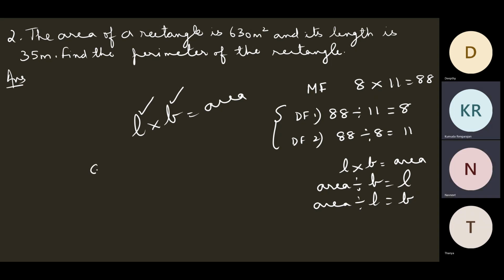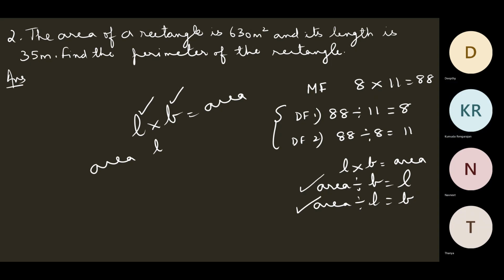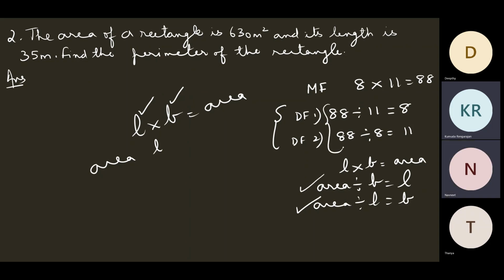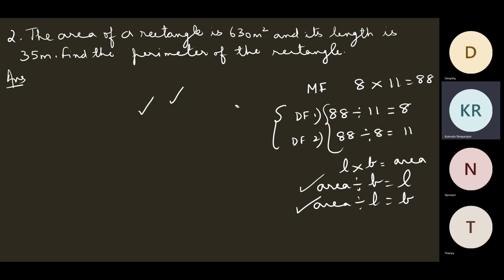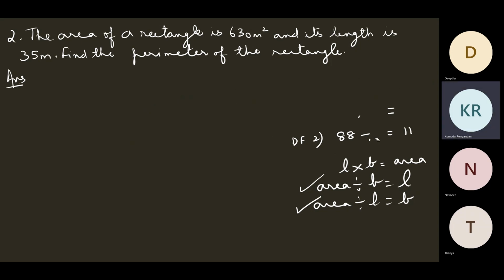But supposing you're given area and the length, how do you find the breadth? Area divided by the length is the breadth, or area divided by the breadth is the length. Do we understand this, children? Yes, ma'am. It's a division fact similar to these, because L into B is area. Very good. So now it's easy to answer this question. Now let's read the question.